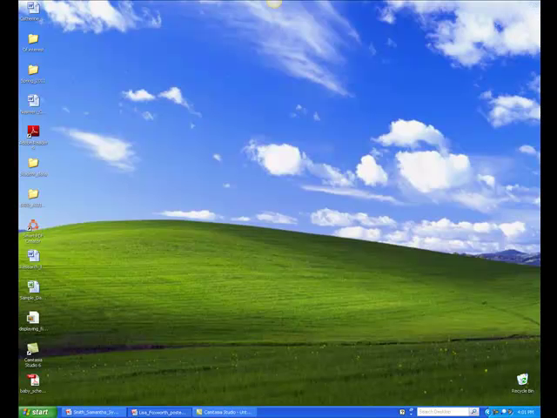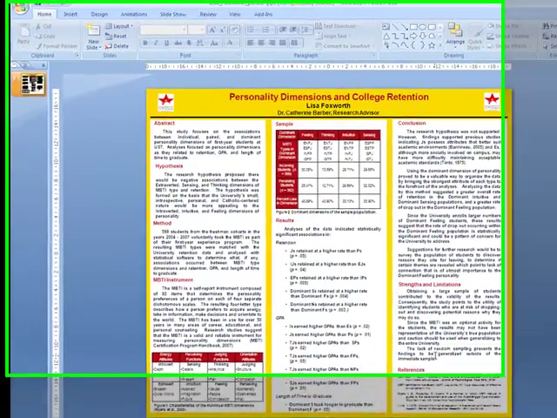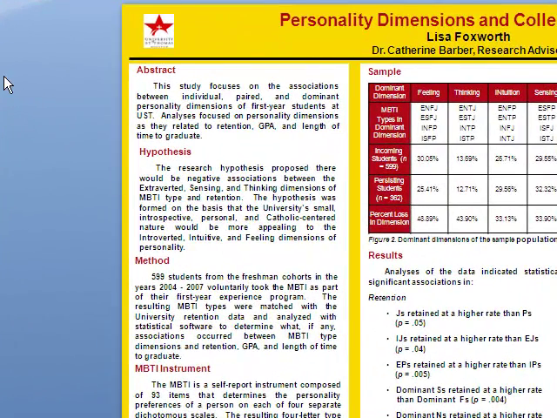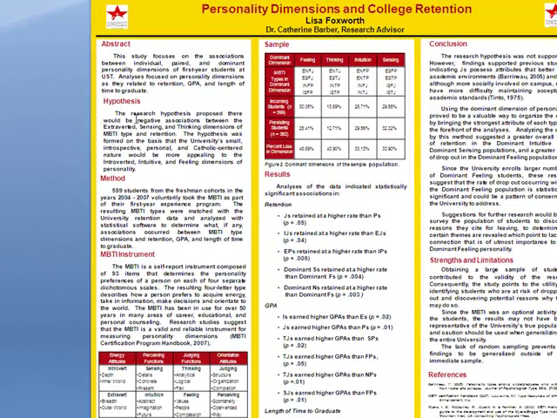The next poster example illustrates the results of a study on personality dimensions and college retention. Note that this poster presents the hypotheses as their own section, rather than presenting an introduction. This is appropriate if the variables are well known and do not require extensive explanation.